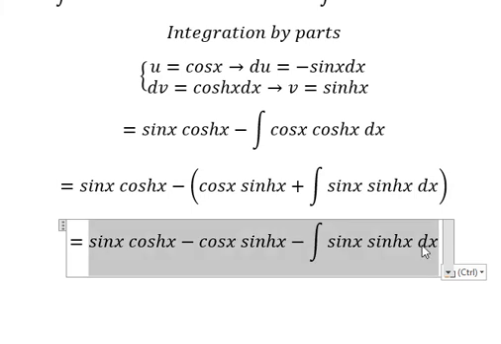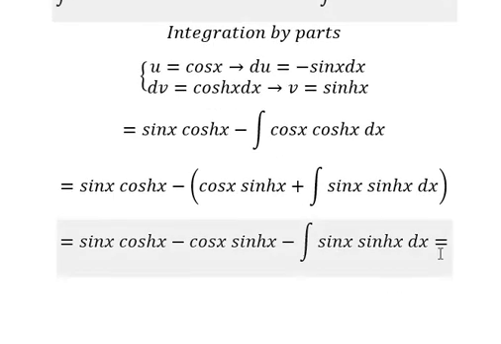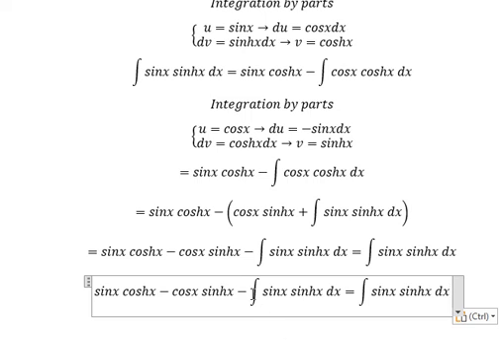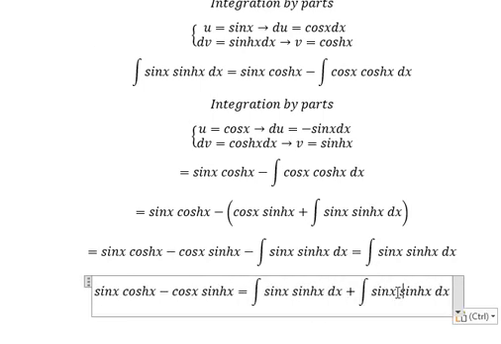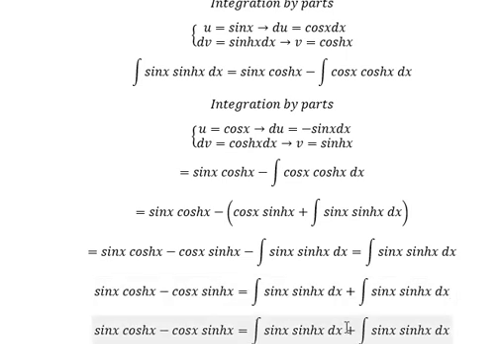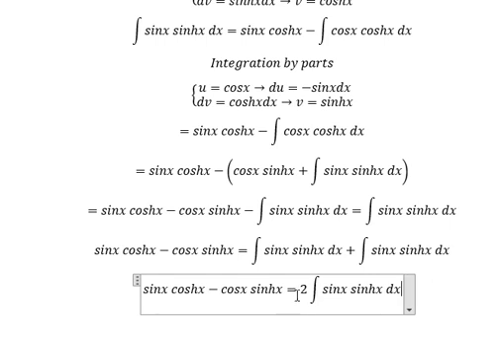And we know that this one is equal to this one. So I will put this one to the left, and this one to the right. Next, this one plus this one, we have number 2. Next, we divide both sides by number 2.